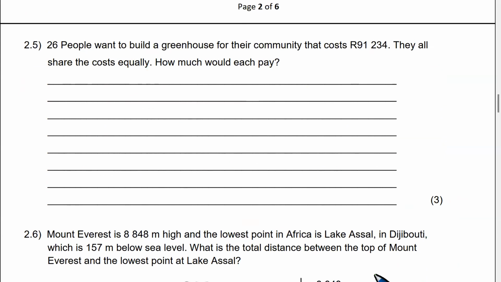Okay, let's look at 2.5. 26 people want to build a greenhouse for their community that costs 91,234 rand. They all share the costs equally. How much will each pay? What do you think the answer is?